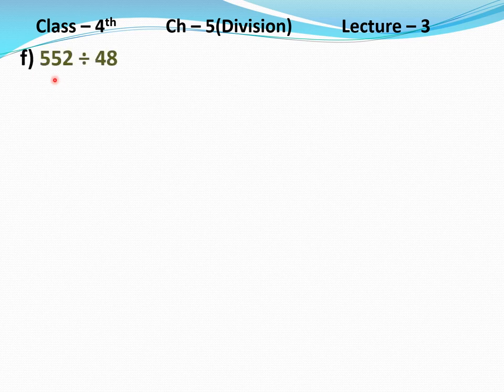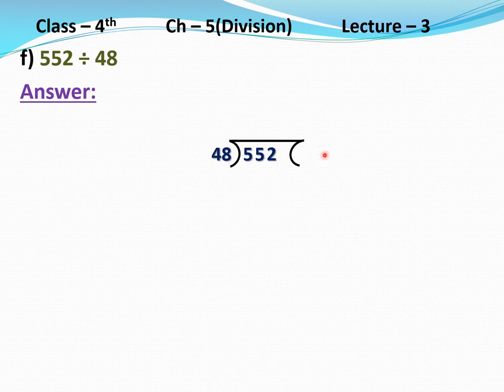Now F part: 552 divided by 48. Write down the answer. Make a sign like this. Write 48 here and write 552 here. 48 is the divisor and 552 is the dividend. See, 48 is a 2-digit divisor, so we will take the first two numbers in the dividend.